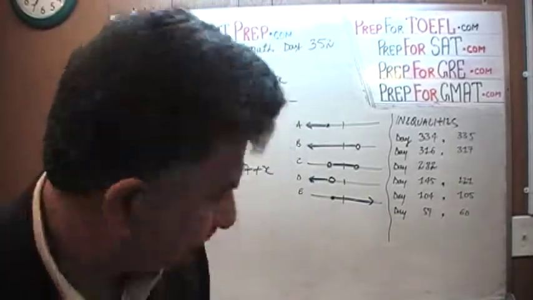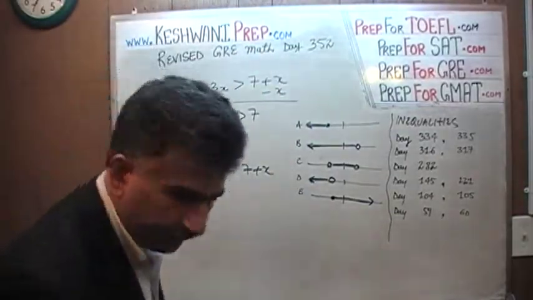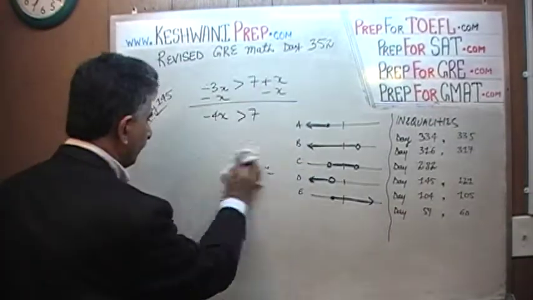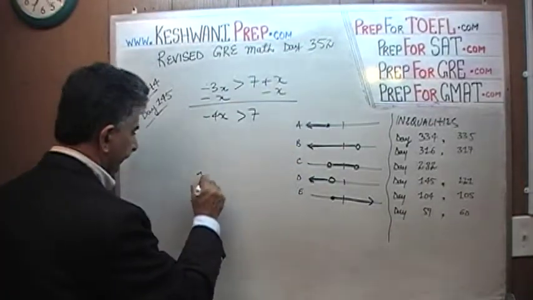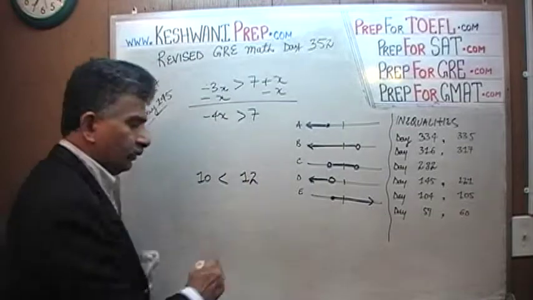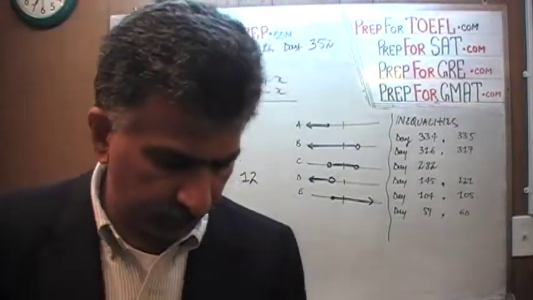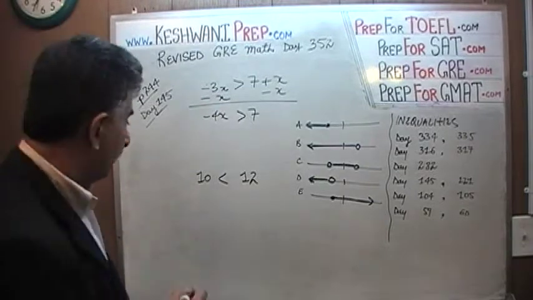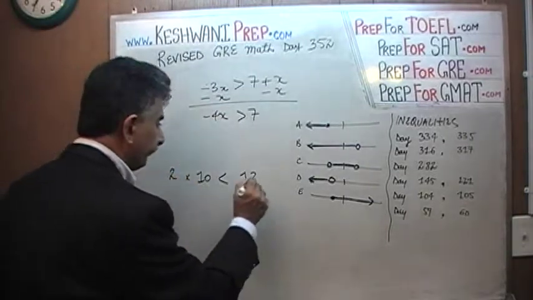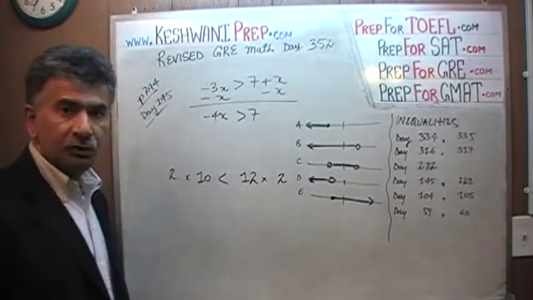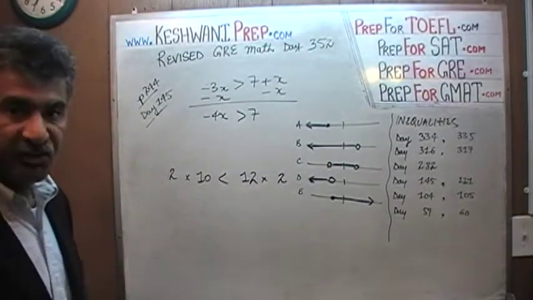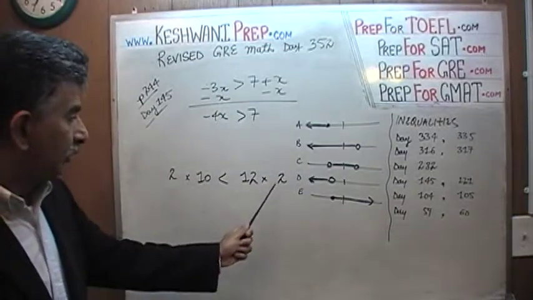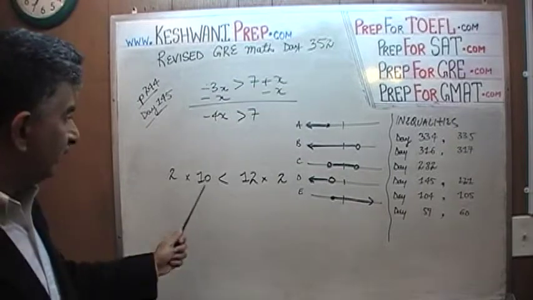Here's what's going on. Would you agree that 10 is less than 12? Of course you would. Why wouldn't you? You're not insane. 10 is less than 12. What happens if we multiply both sides of the inequality by 2? Would you still agree that 2 times 10, which is 20, is less than 2 times 12, which is 24? Is 20 less than 24?